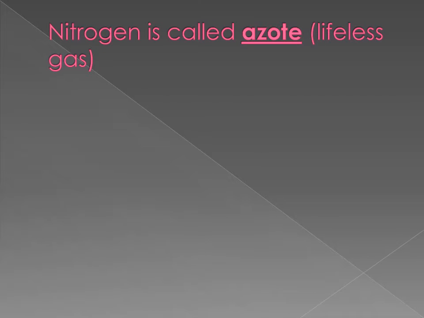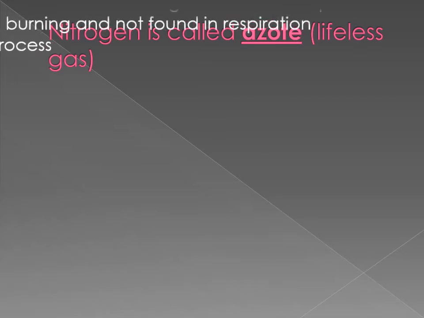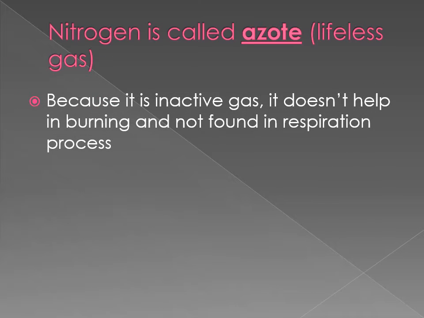Nitrogen is called the azote, lifeless gas. Why? Because it is inactive gas. It doesn't help in burning and it is not found in respiration process. So it is inactive gas. It doesn't help in burning. It is not found in the respiration process. So it is lifeless, or we can say azote.